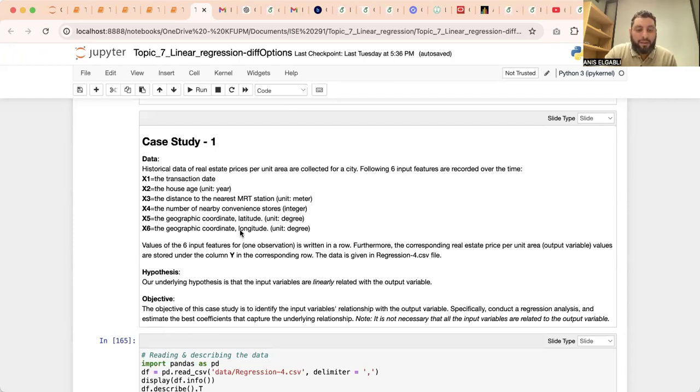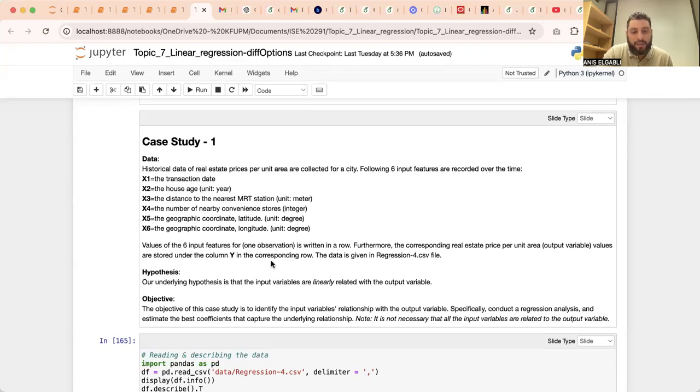So here, this example or case study is about creating a model to predict house prices. We have a number of input features. X1 is the transaction date, X2 is the house age in years, X3 is the distance to the nearest metro station, X4 is the number of nearby convenience stores, and X5 and X6 are the geographic coordinates. X5 is the latitude and X6 is the longitude. As I said, the target variable is the house price. The target variable is Y.